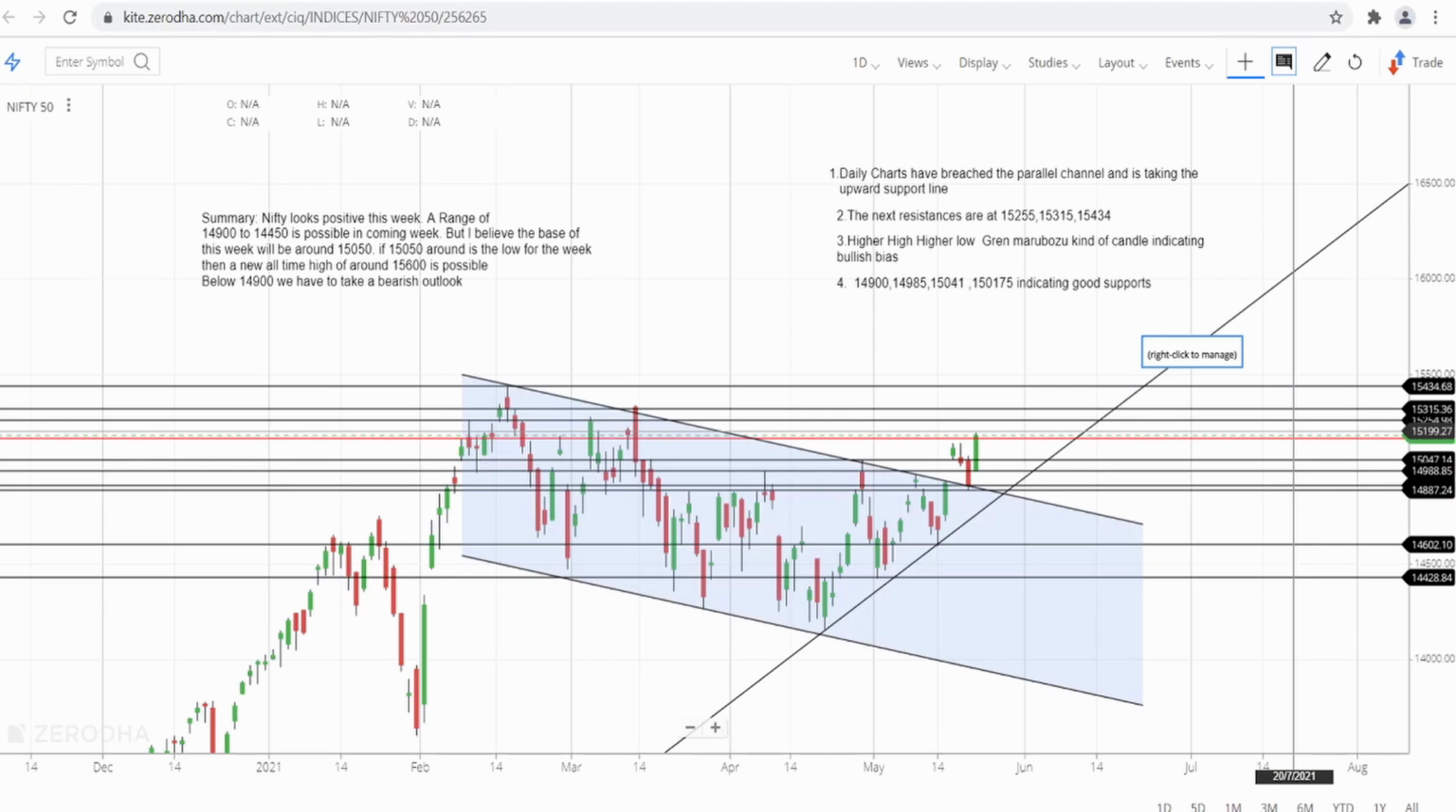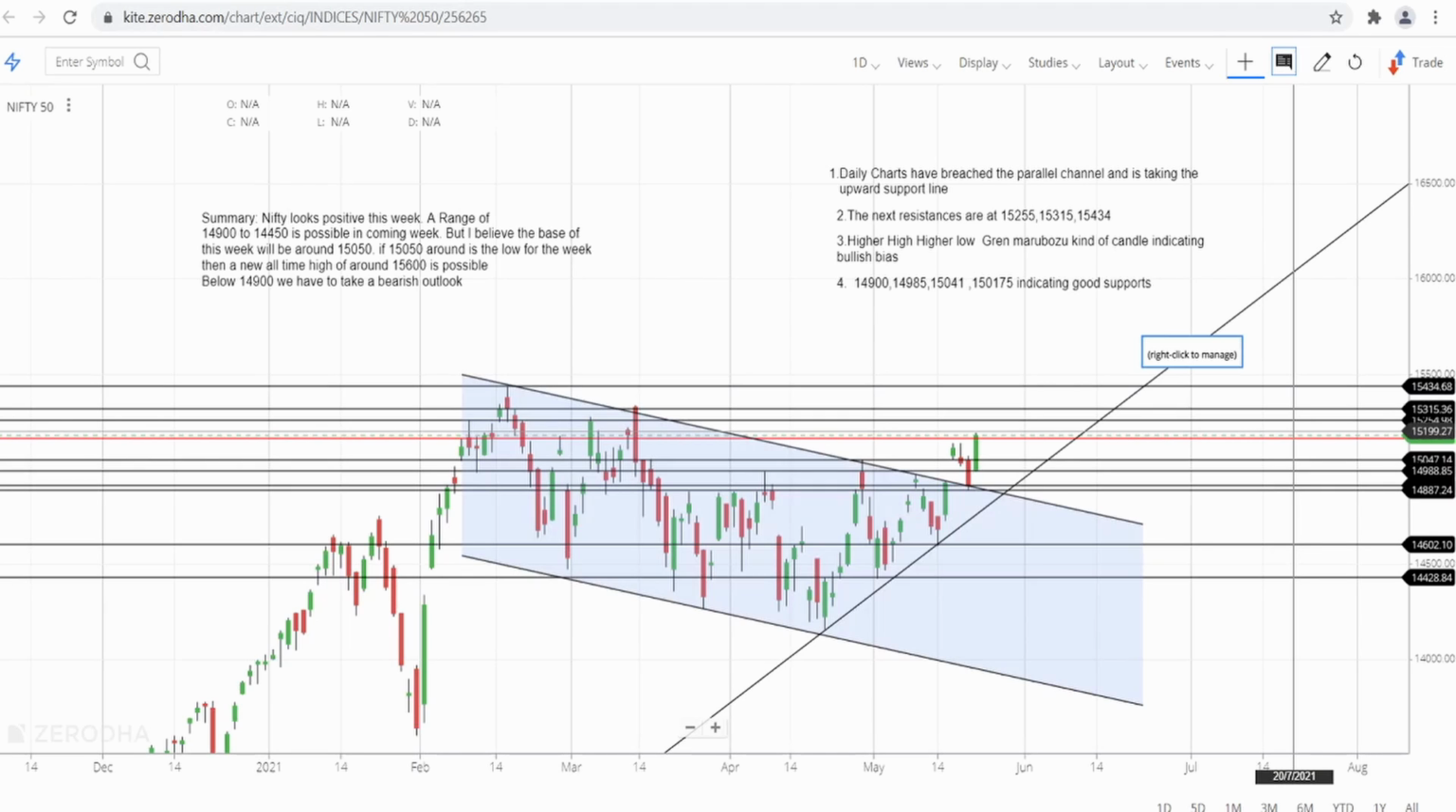In a daily chart, when we look at it, it has been in a parallel downward channel for quite some time, but it also took a base on an upward trend line sometime last week. From there it has bounced back and gone above the parallel channel. So now this parallel channel's bottom could act as support going forward. Daily charts have breached this parallel channel, so we need to consider the next resistances, which are 14,255, 14,315 and 14,434.